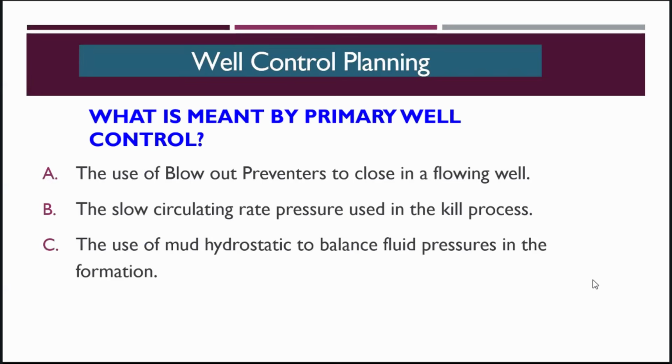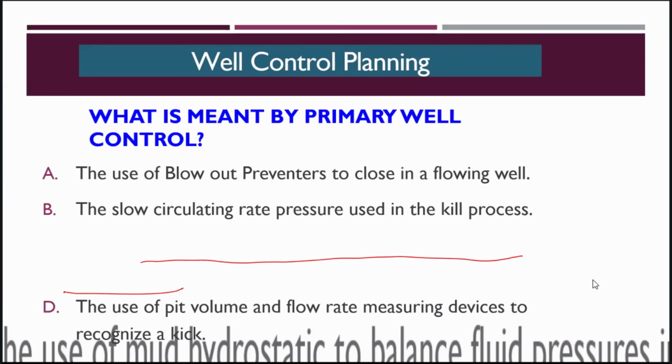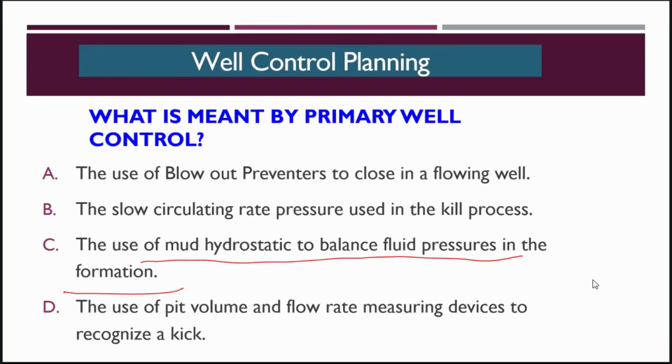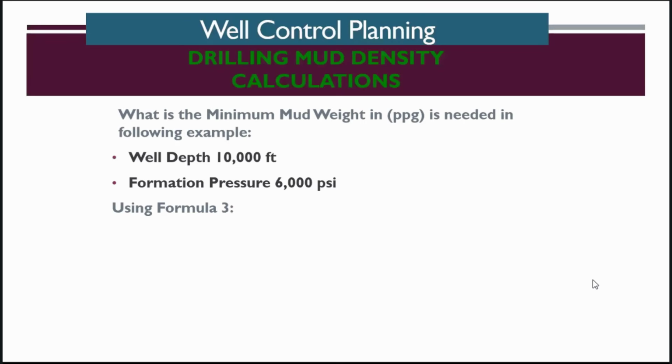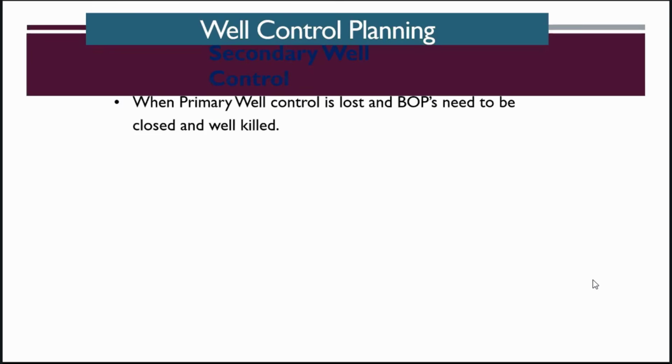So what is primary well control? It is the use of our mud hydrostatic to balance the fluid pressure in the formation. This is primary well control. This calculation we will skip for today. So when primary well control is lost, then secondary well control comes to the rescue. In secondary well control, we have the BOP.